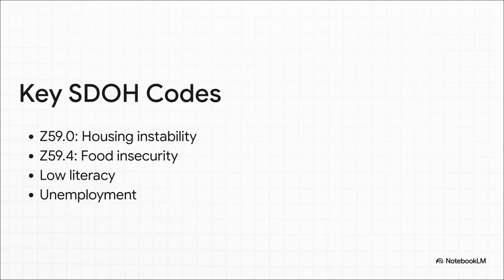But why do we care so much about SDOH? The whole purpose is capturing vital socioeconomic factors that severely impact patient care. Things like housing instability, which is Z59.0, or food insecurity, coded as Z59.4. It also covers things like low literacy and unemployment. These codes tell the unseen story of the patient's healthcare landscape. They directly enhance risk adjustment and provide a complete, holistic picture of their well-being.